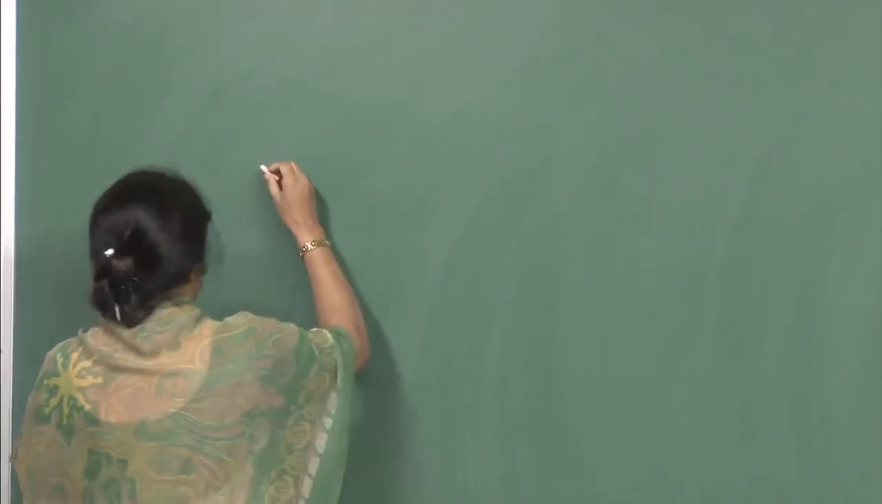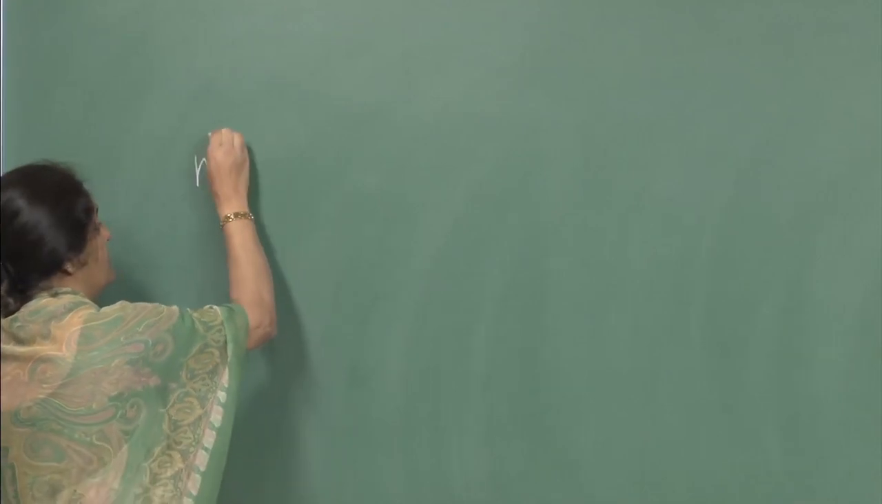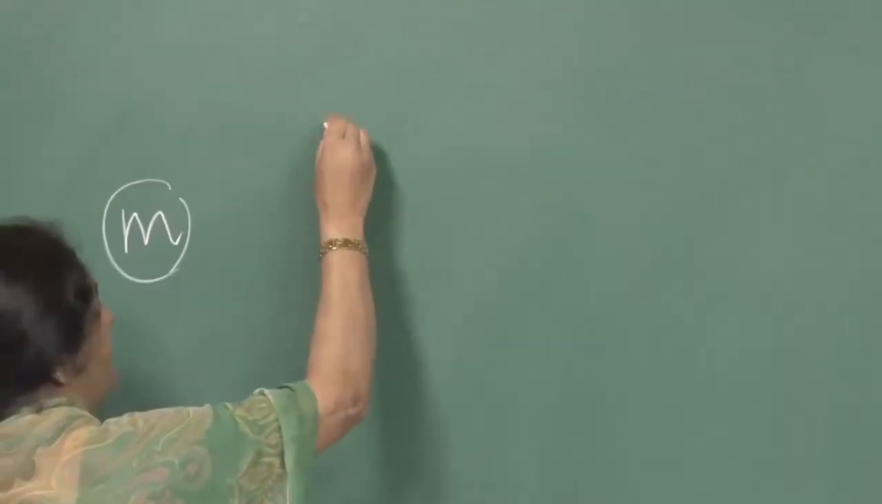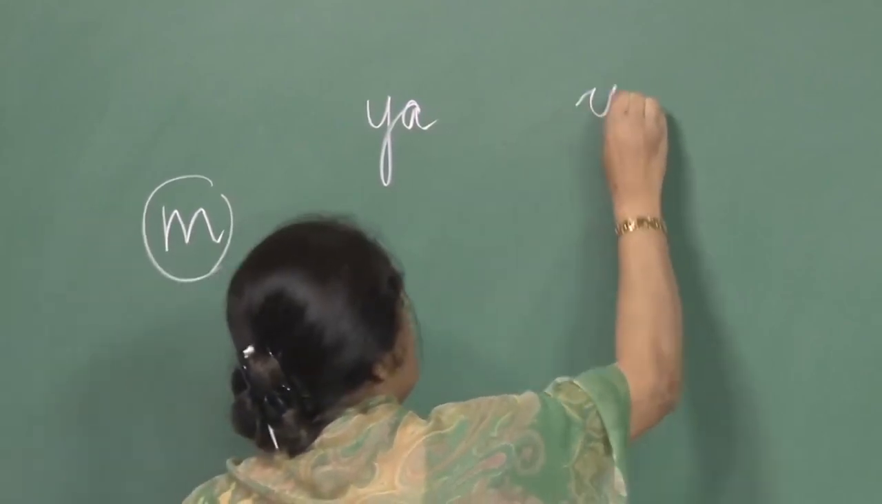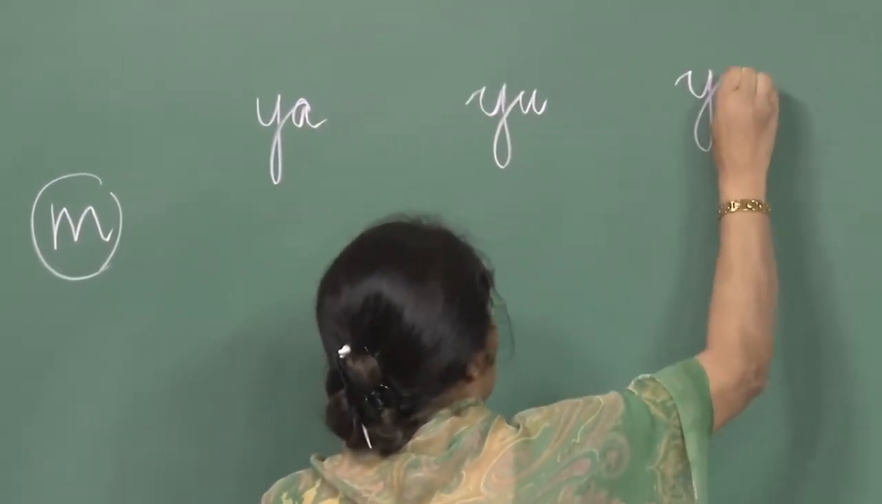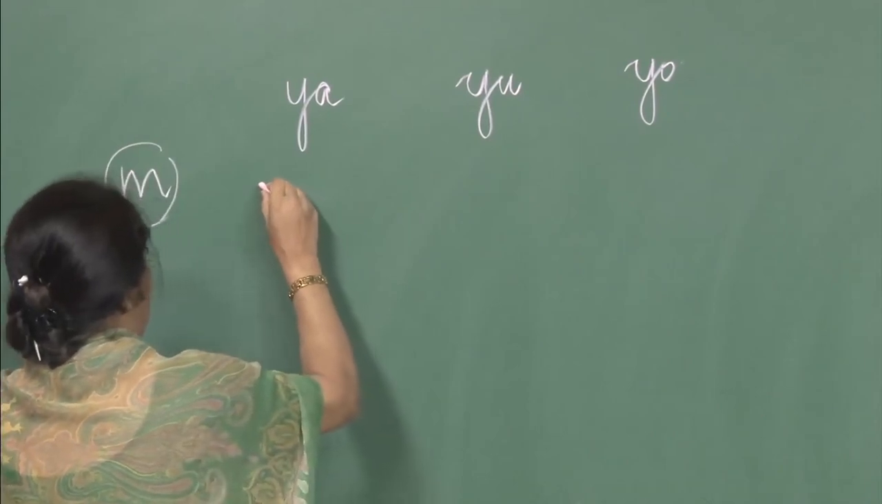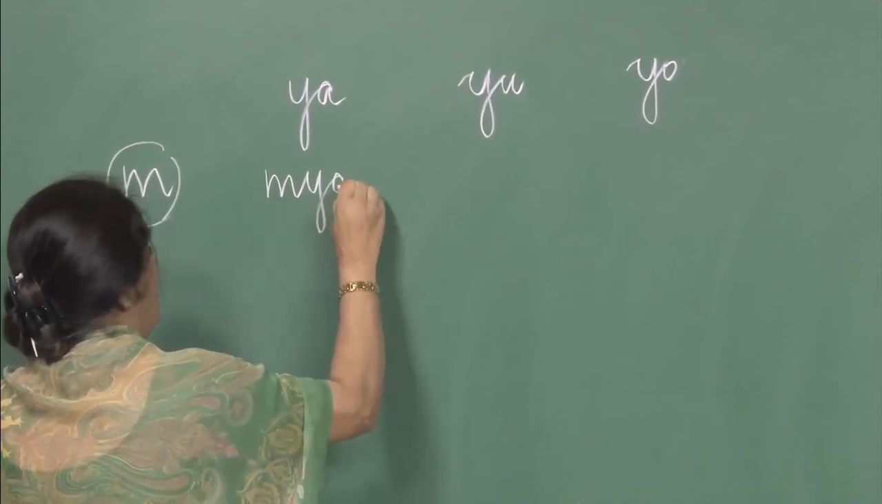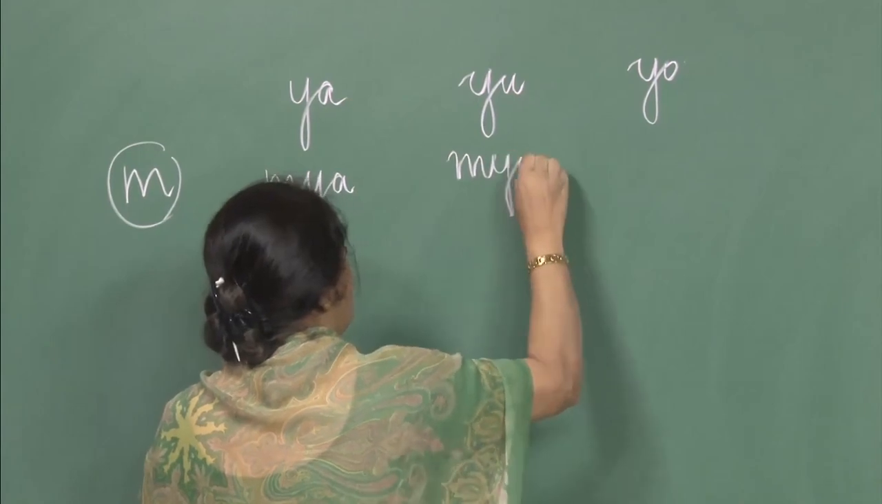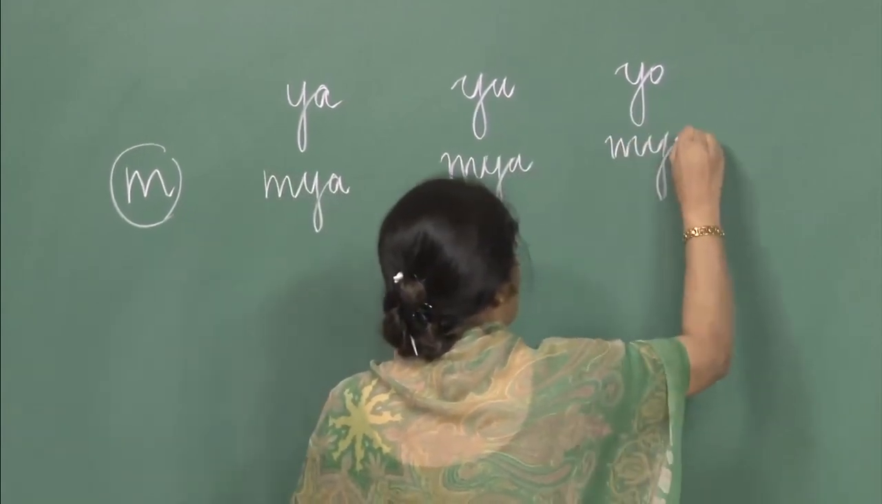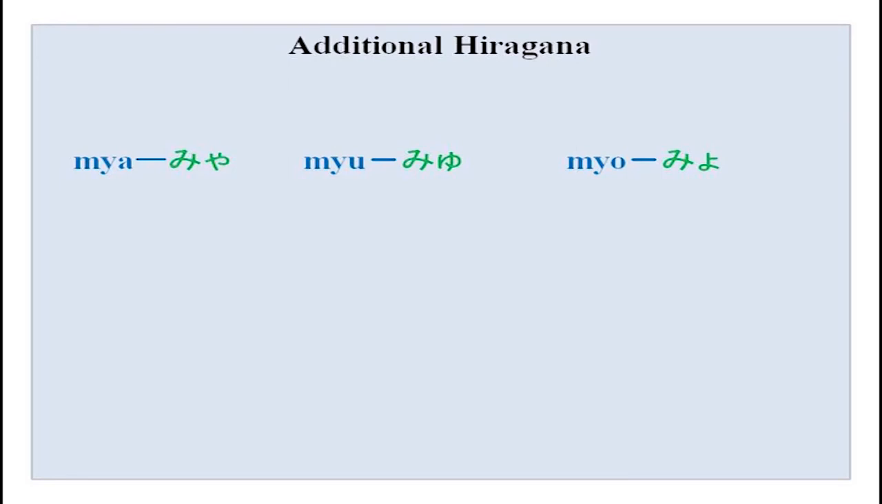Now, we are going to do additional hiragana, the short sound ma or the syllable or the letter m with ya, u and yo. Okay? So, this is mya, myu and myo. The R letter or sound R as Rya, Ryu, Ryo.